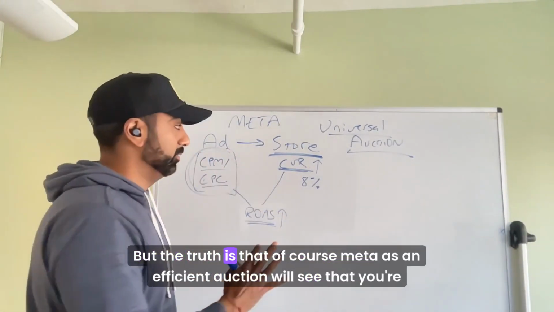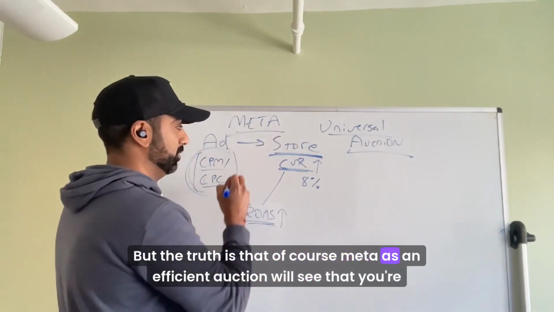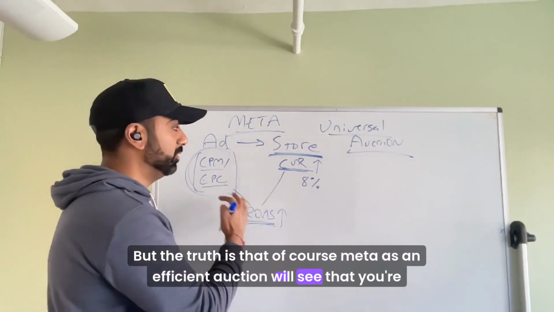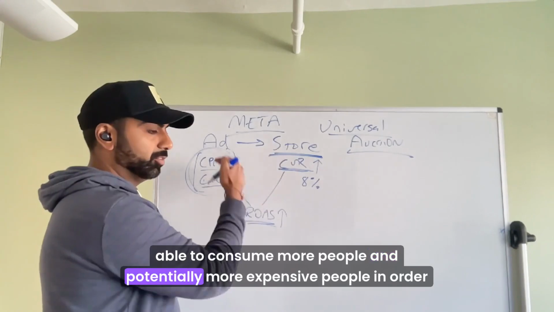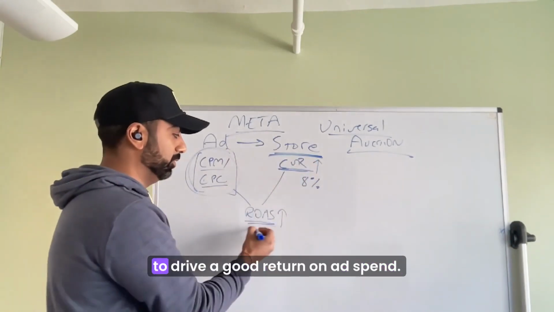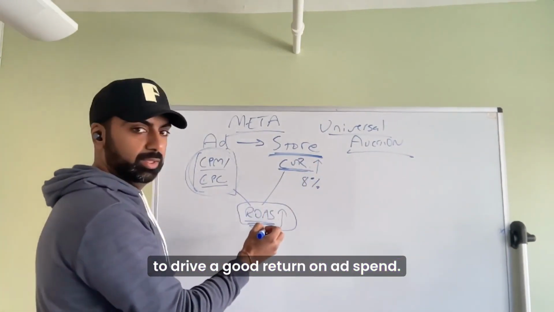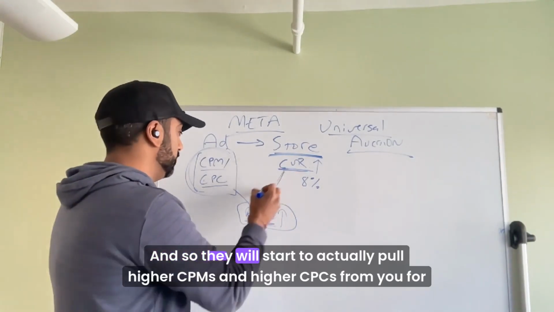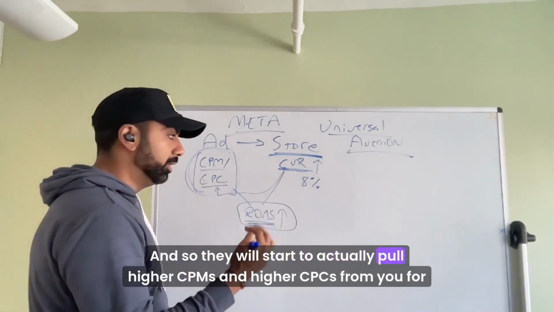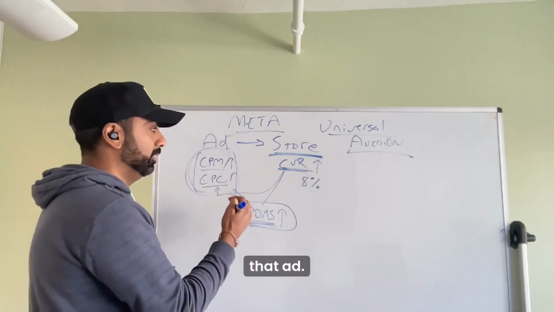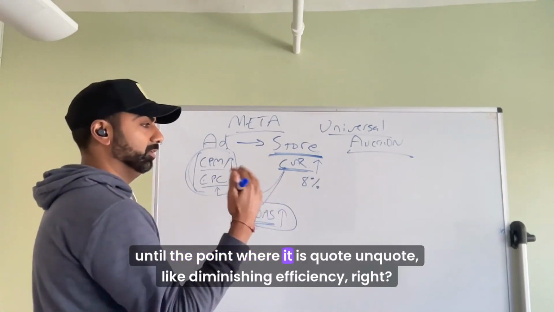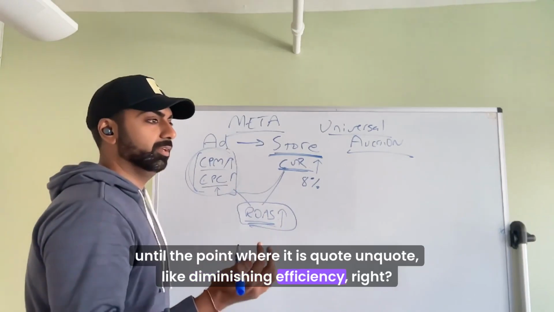But the truth is that, of course, Meta is an efficient auction. We'll see that you're able to consume more people and potentially more expensive people in order to drive a good return on ad spend. And so they will start to actually pull higher CPMs and higher CPCs from you for that ad until the point where it is, quote unquote, diminishing efficiency, right?